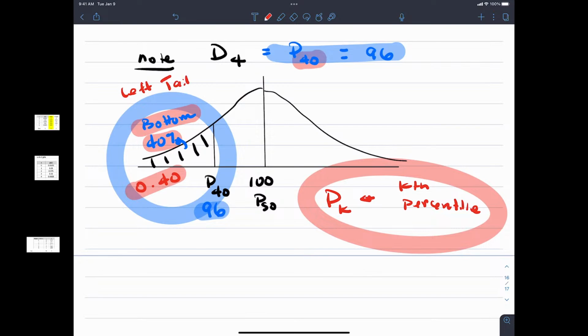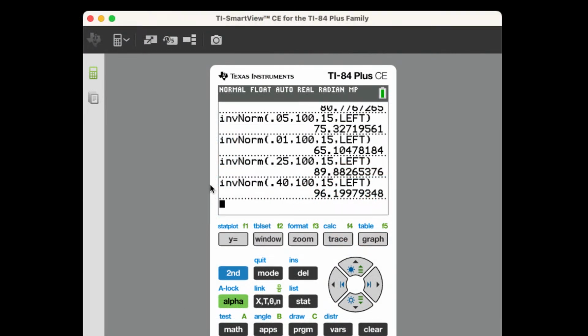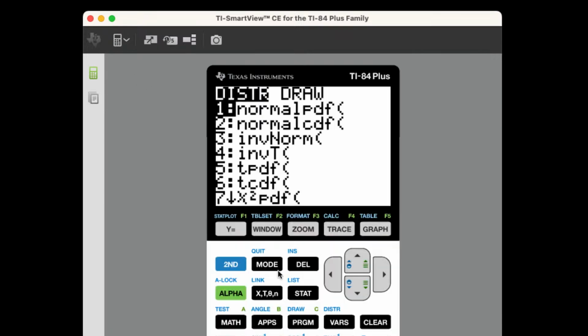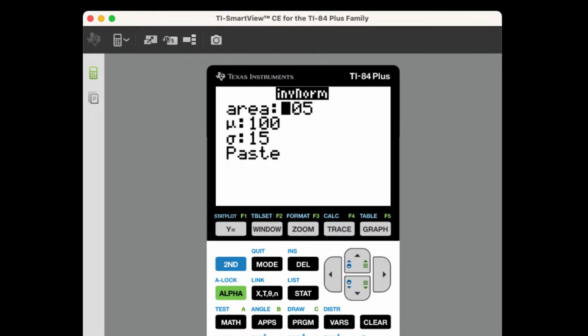So this is a left tail. So you say, remember, what does the default always do? If we go to that default, it's always area to the what? To the left. So we go to inverse norm. They're not even going to give us the option for left, right, or even center. You've got to put the 40%.